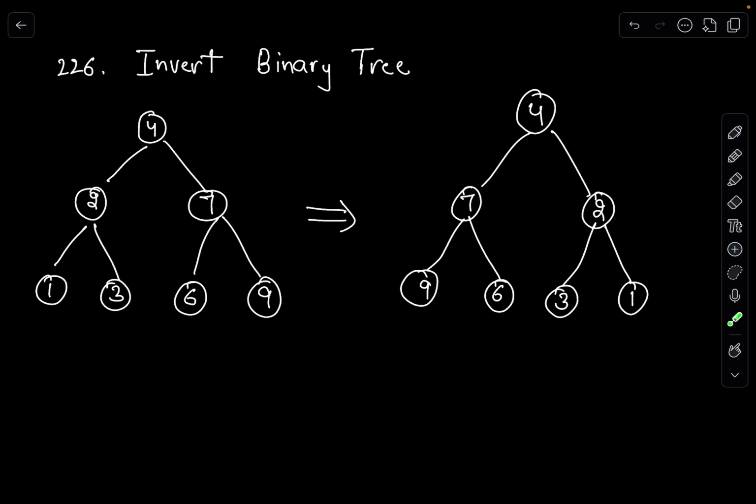Basically, let's say you are standing at this node. The left child of this node will become the right child in the inverted tree, and the right child in the original tree becomes the left child in the inverted tree, and this happens across all the nodes. So if you see 7, 7's left child is 6, but in the inverted tree 7's right child is 6. Similarly, in the original tree 7's right child is 9, but in the inverted tree 7's left child is 9. So you have to do it across all the nodes.